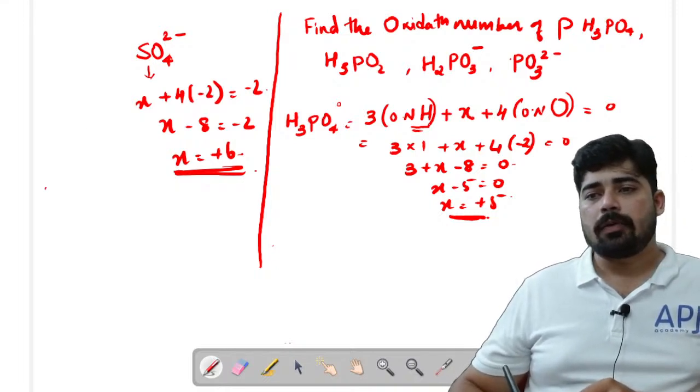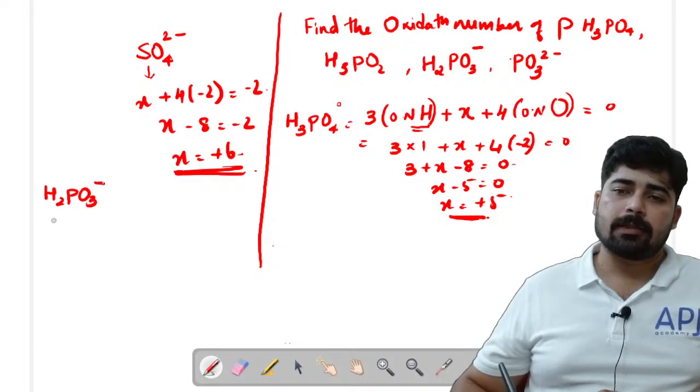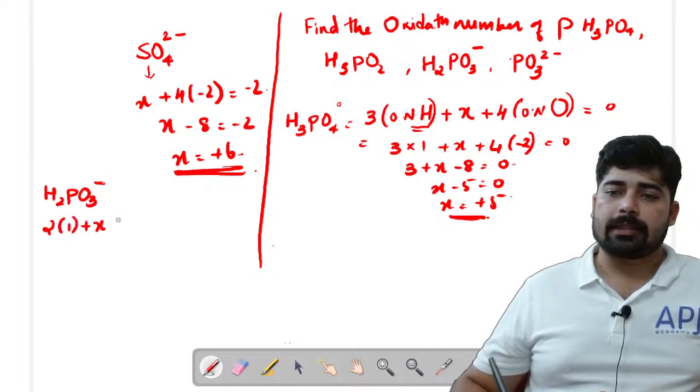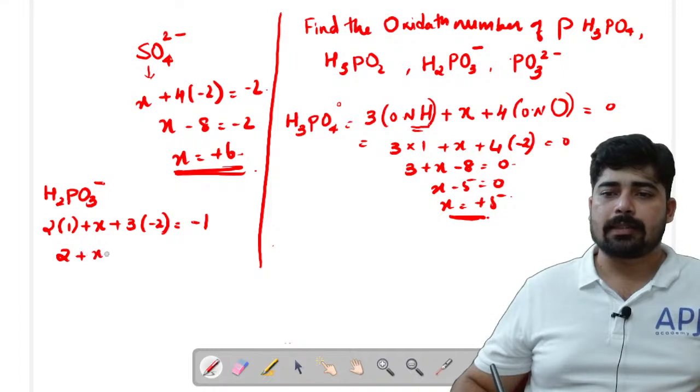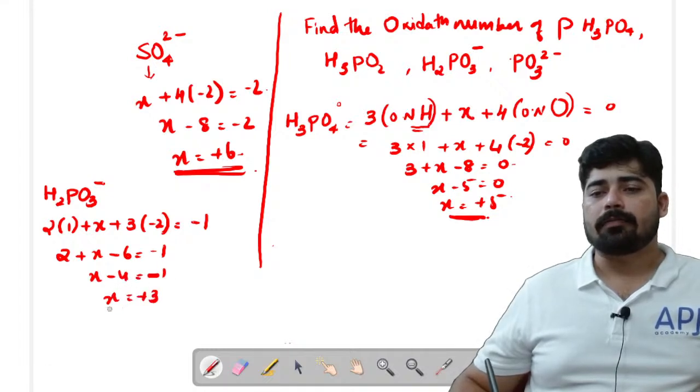Similarly, now H2PO3 minus. In the case of H2PO3 minus, 2 into 1 plus X plus 3 into minus 2 equal to minus 1. So 2 plus X minus 6 equal to minus 1. So X minus 4 equal to minus 1, X equal to plus 3.